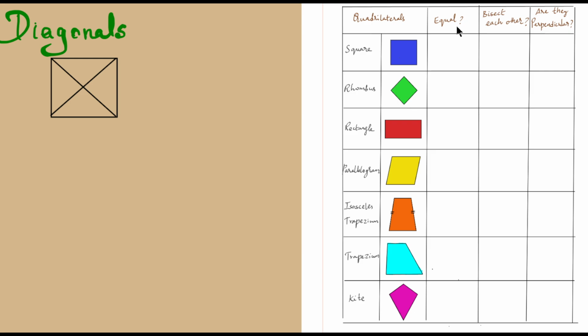Are they equal in length? And number two, do they bisect each other? Bisecting means cutting each other into two equal halves. Do they do that? And whether they are perpendicular.